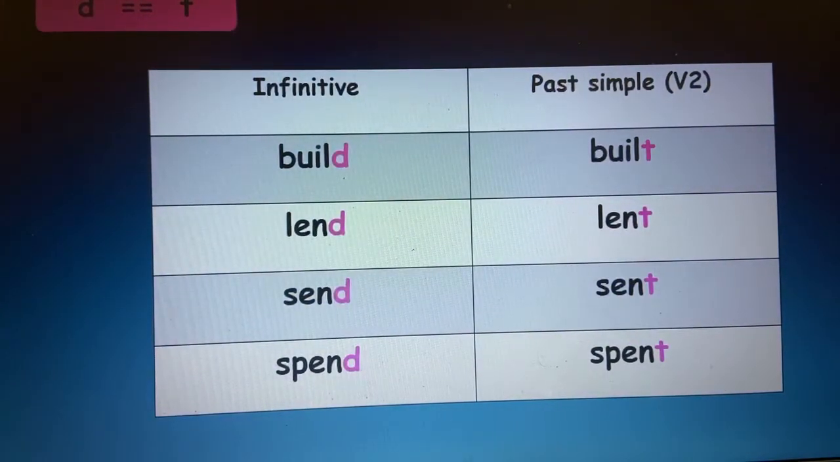We have the verbs which end with D. We change the letter D into T. Some examples. Number one, build. The past simple form is built. Build, built. Lend, lent. Send, sent. Spend, spent. So the first side is the infinitive form, but the other side is the past simple form. Here we change the letter D into the letter T.